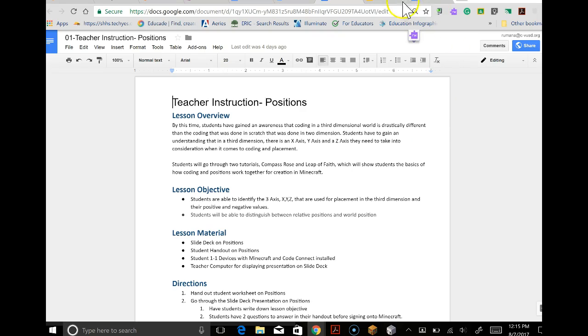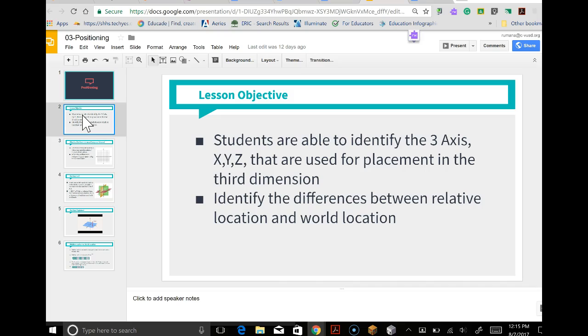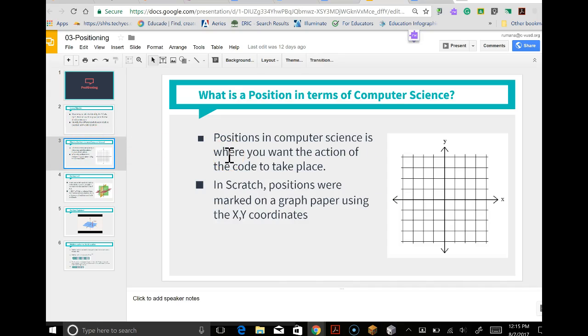In the presentation, I talk about that I want students to understand that in a three-dimensional world, there's not two axes, there's three. There's X, Y, and now what they probably are not familiar with, depending on their math level, is Z. So in a three-dimensional world, you have three axes. And these three axes are used in games like that. And so we start off the very first lesson talking about two-dimensional worlds.